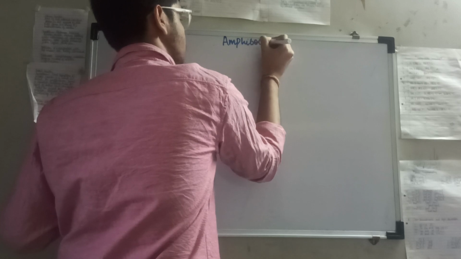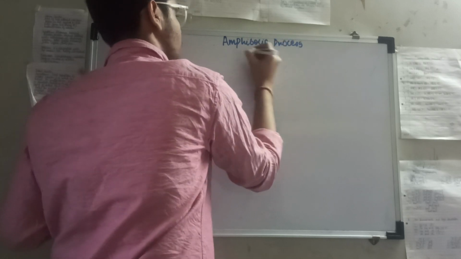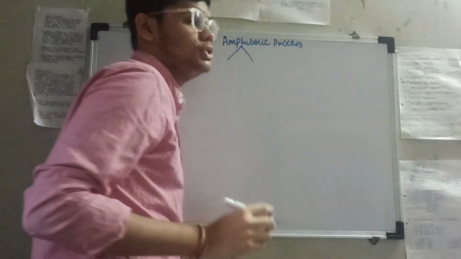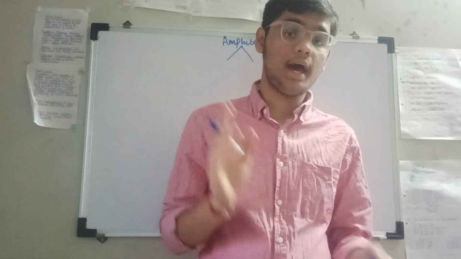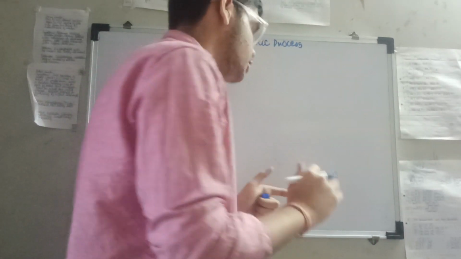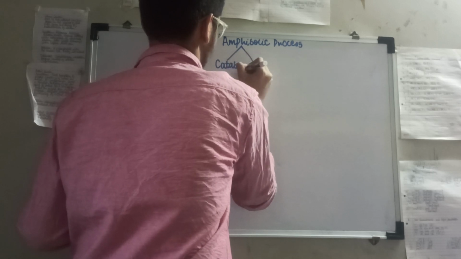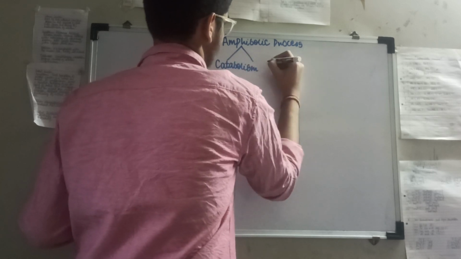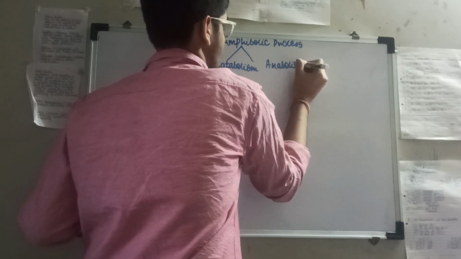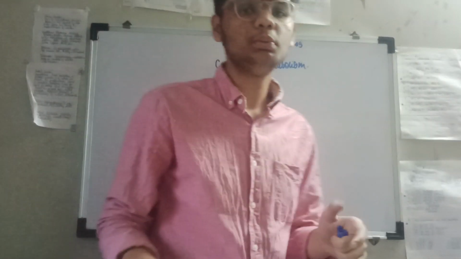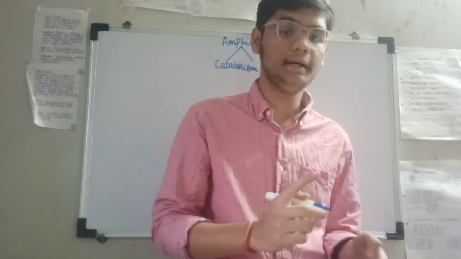Amphibolic process. Amphibolic means both catabolism as well as anabolism. You all know catabolism means breaking down and anabolism means building up process.